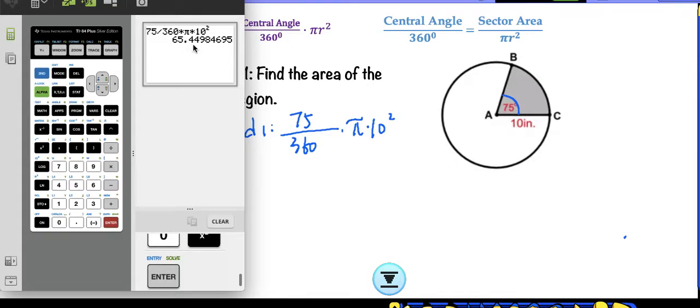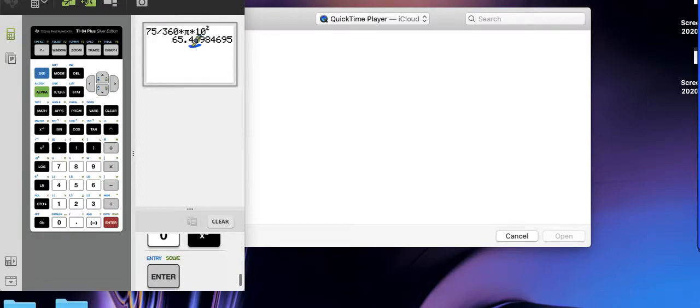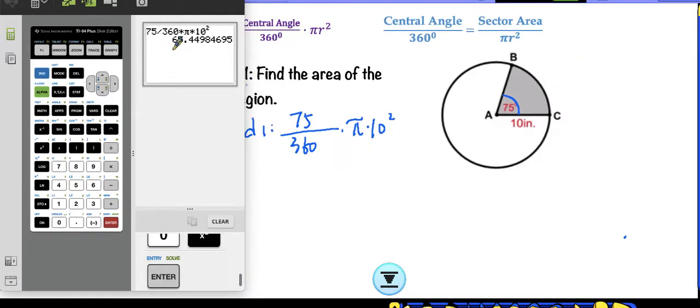For example, if the question tells us to round to the nearest hundredth, meaning we have 2 digits here, then we are going to focus on the third one, 9, and it can be rounded up. So the answer will be 65.45. Okay, so we get the first answer here.